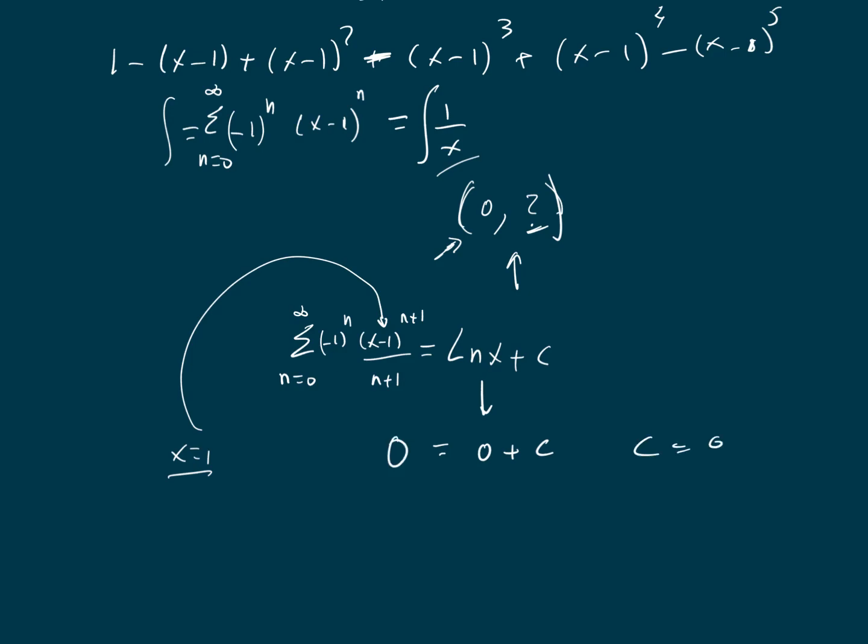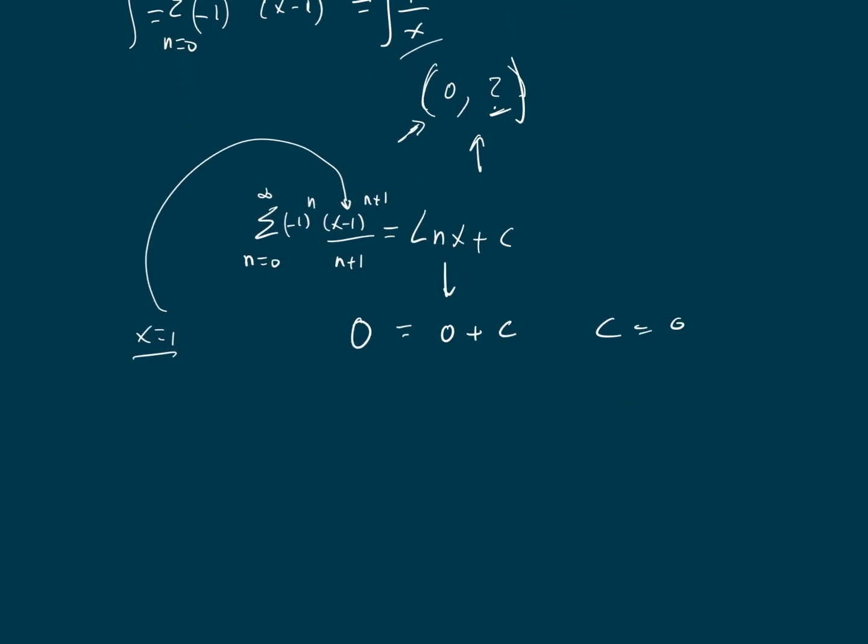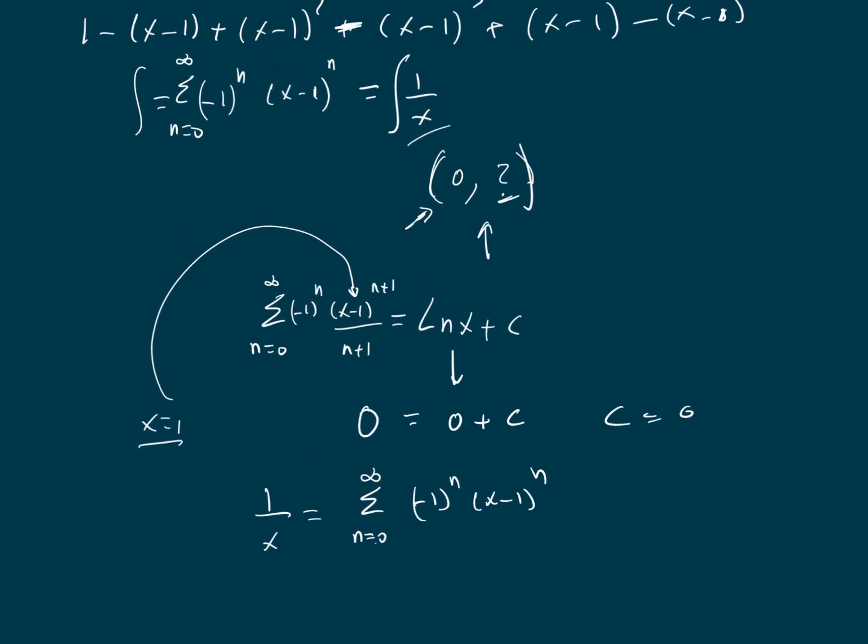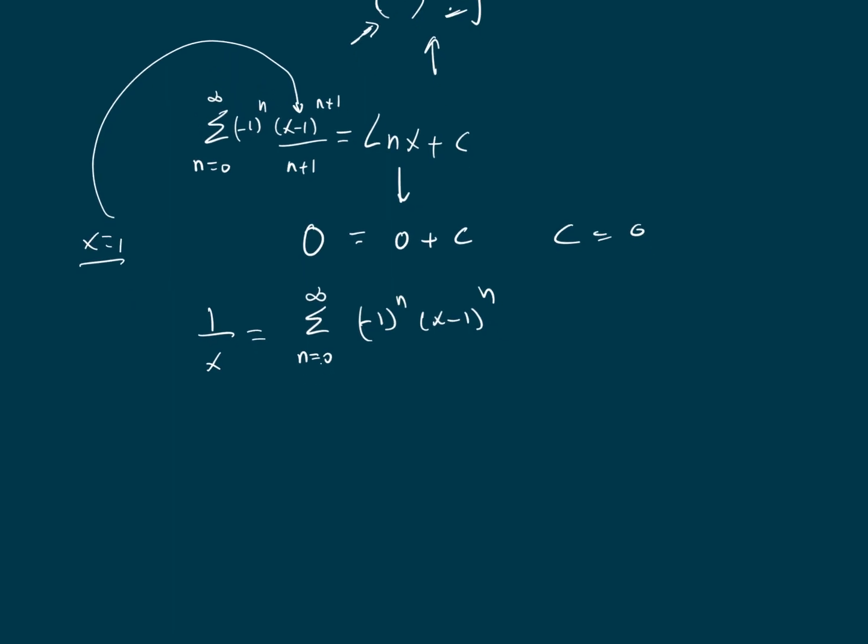So we found that from the previous series, 1 divided by x, which is equal to the summation from n equals 0 to infinity of minus 1 to the n, x minus 1 to the n, this series that represents the function 1 divided by x, we have found that natural log of x is represented by a power series, n equals 0 to infinity, minus 1 to the n, x minus 1 to the n plus 1, divided by n plus 1. And of course, this is centered at x equals 1.